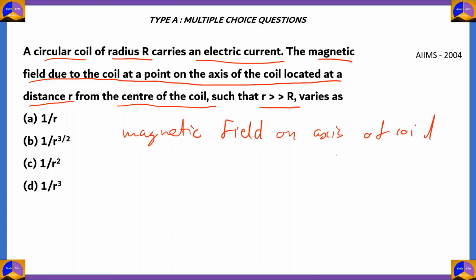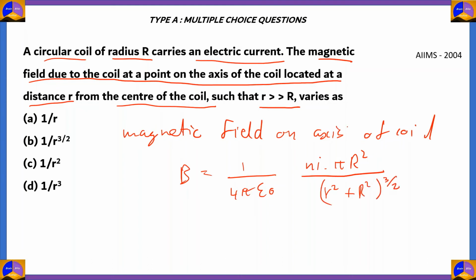Magnetic field on the axis of the coil, B is equal to 1 by 4 pi epsilon naught Ni times pi capital R square. So this is magnetic moment divided by (r square plus capital R square) the whole raised to 3 by 2. So this situation is something like this. So we have a coil here and we have to find the magnetic field at some point P, which is some distance small r away, and the radius of the coil is capital R.